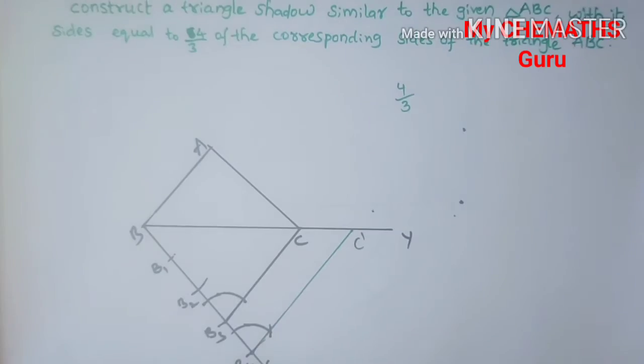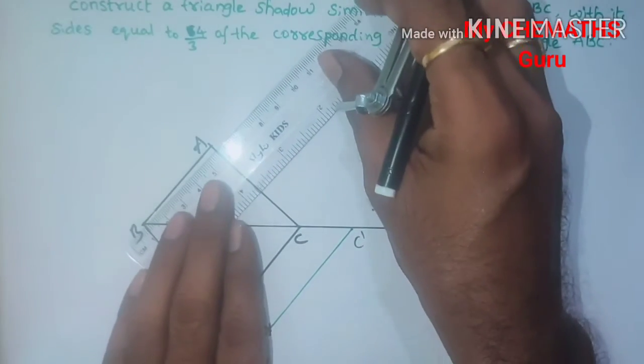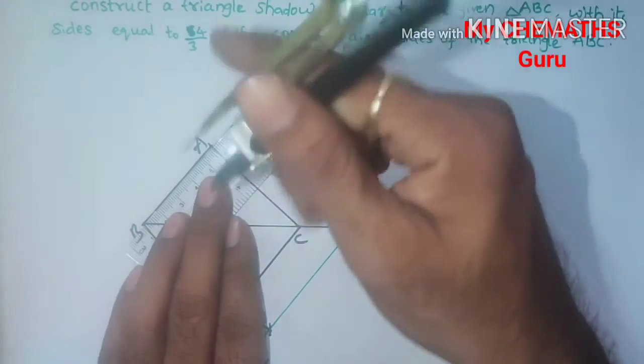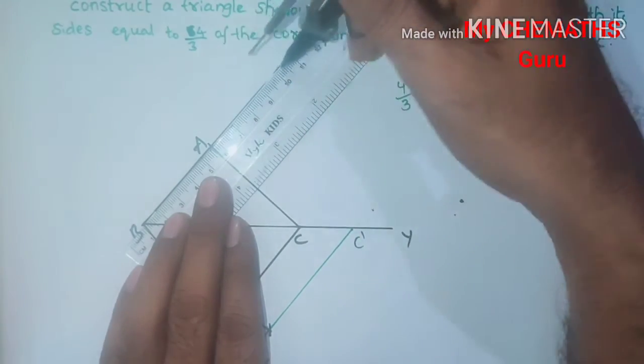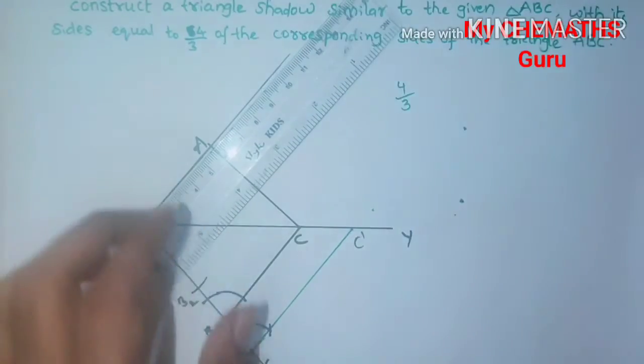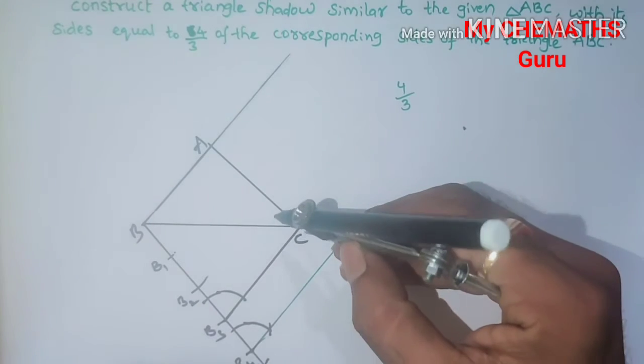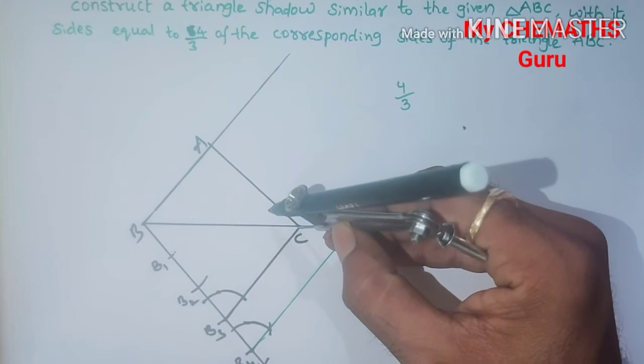But is it possible? No. So in this case also, what should we do? We have to extend BA to the upper side towards A. Like this you have to extend. Now the same process you have to follow. How? Same concept, making the corresponding angle equal.